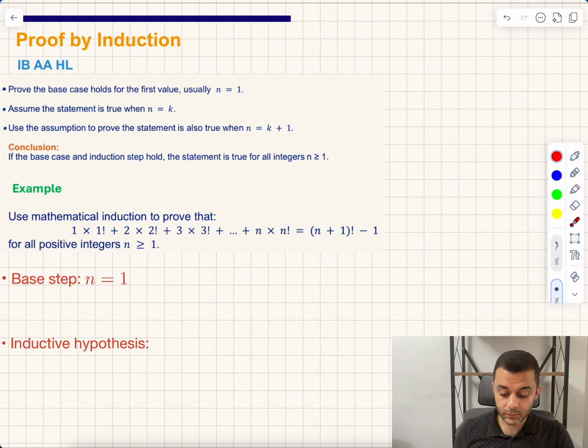First, for any question, for any statement, we prove the statement true for the first value, which is usually 1. It's not always 1, but most of the times it's 1. It could be 0, could be 2, anything, but mostly it's 1.